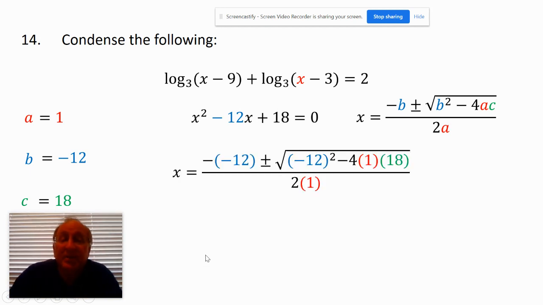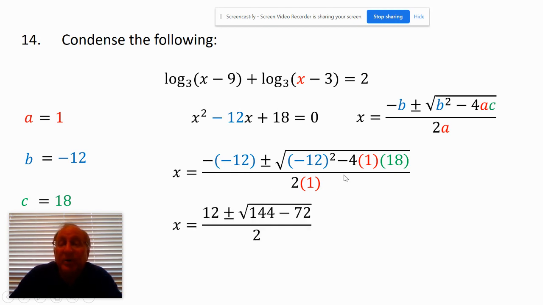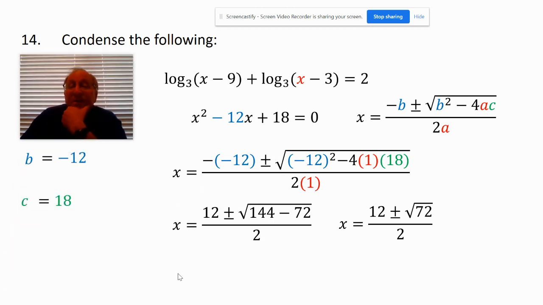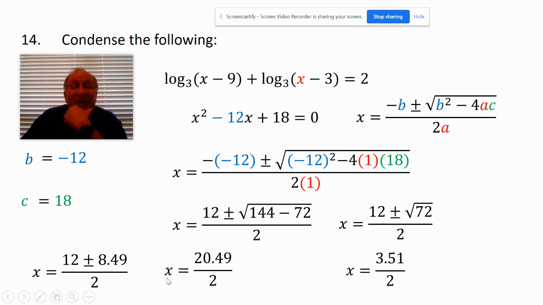So plug it in. The opposite of negative 12 would be positive 12. Negative 12 squared is 144. Negative 4 times 1 is negative 4, times 18 makes negative 72. I minus those, so I'm going to get that right there. The square root of 72 in decimals is about 8.49, which I'm going to add to 12 and subtract from 12. That's why I see these two different numbers here, divided by 2, which gives me that.